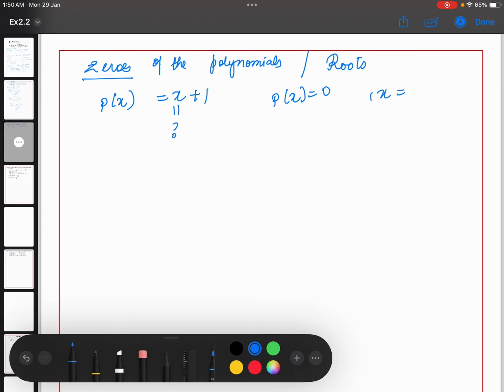Okay, what I mean by this is you should get one such value of x in such a way that when you substitute the value of x in that given equation, then your answer should be equal to 0. Okay, for example, you look at this.